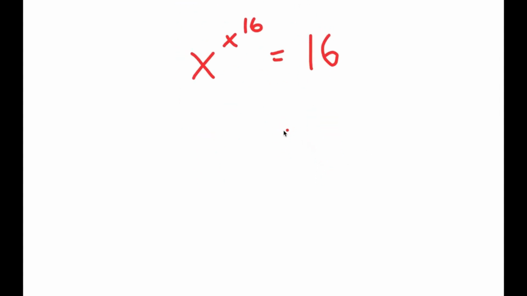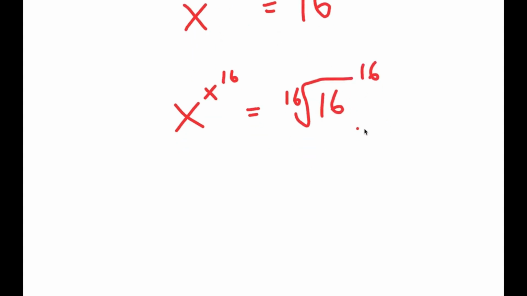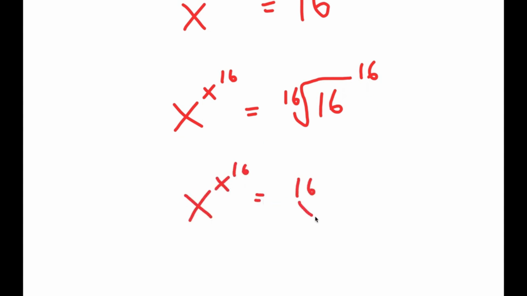Now from here, I'm going to write 16 as the 16th root of 16 to the power of 16. And this is the same thing as the 16th root of 16 to the power of the 16th root of 16 to the power of 16, because 16 is the same thing as the 16th root of 16 to the power of 16.